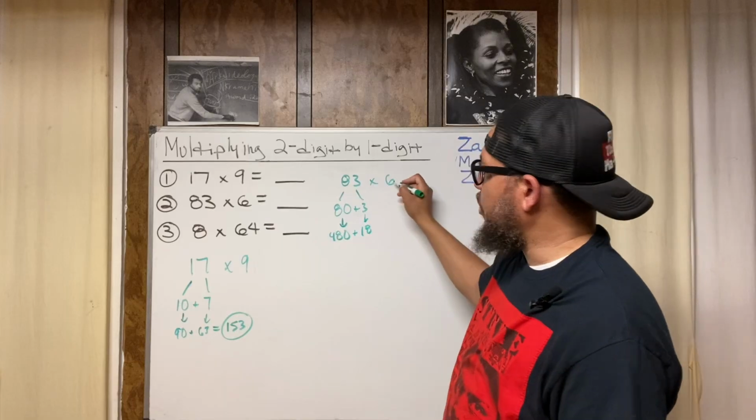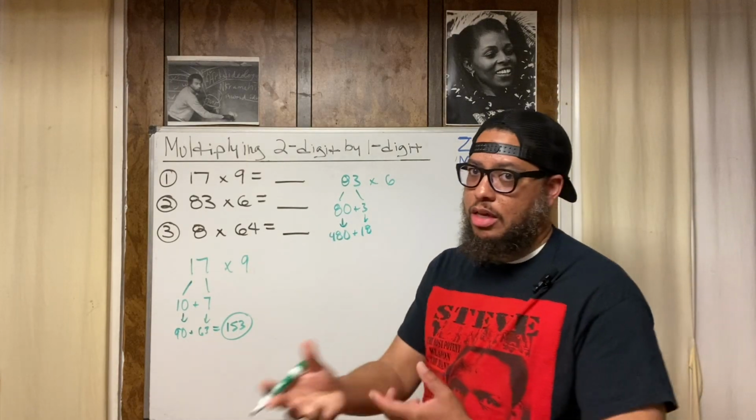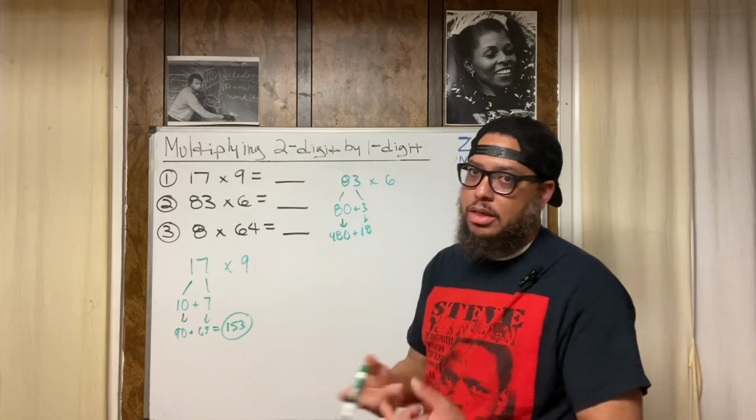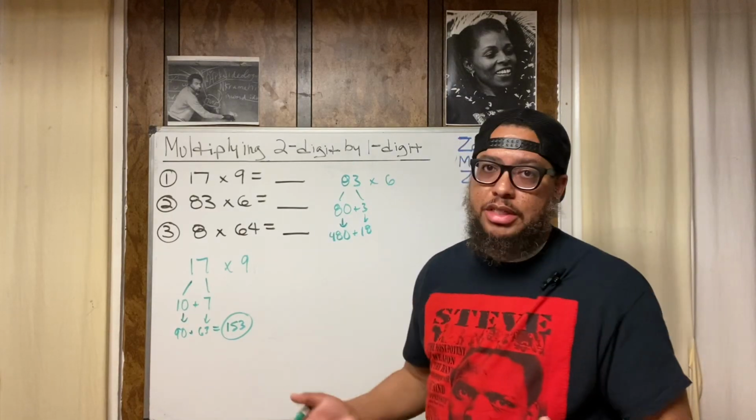And what we did just now is called the distributive property. To distribute means to give out, like we give out resources, right? Everybody should have resources. Everybody should have what they need, right? In a fair society.